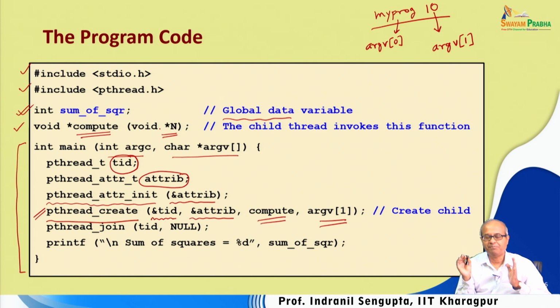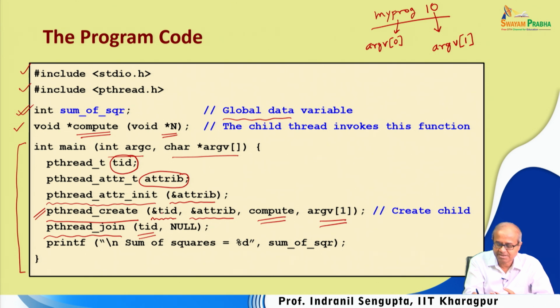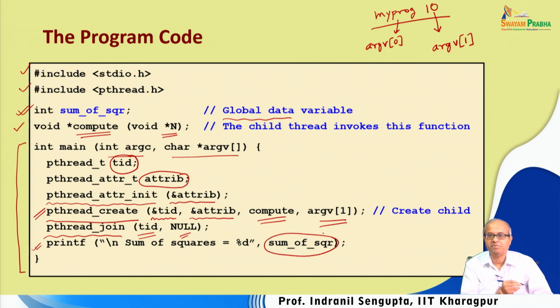And then the parent process will be waiting till the child is complete. For that you will be calling a function called pthread join. You will be passing that thread ID which was returned as a parameter. The second parameter is null, do not worry about it. And when the child terminates, this pthread join will come out, and only then this value will be printed. This global value, sum of SQR, will be printed.